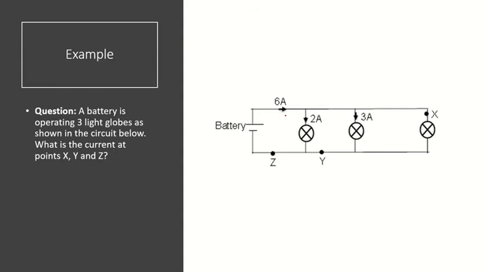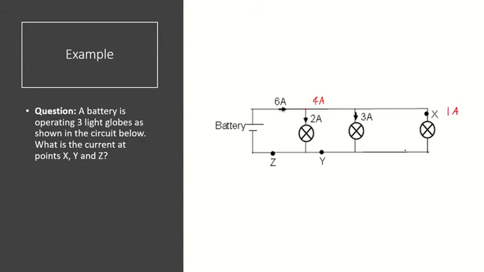So the way that current works is if we have 6 amps flowing through here, and we have 2 amps branching off here, there's actually going to be 4 amps going through this branch. Because remember, the sum of the currents entering the junction needs to equal the sum of the currents exiting the junction. So we have 4 amps flowing through here. Then when we get to this junction, 3 amps is going through here. So 1 amp must be going through here at position X.